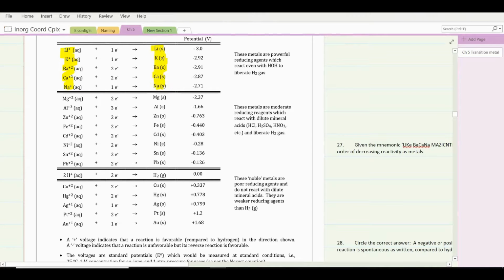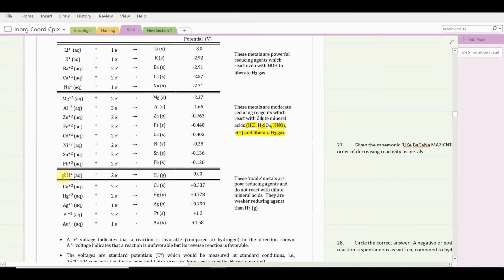Here are the metals, and they have very large negative reduction potentials. That is, it is very difficult to reduce the cation to the metal. In fact, these are such strong reducing agents. When you put these metals in water, they'll actually reduce water to hydrogen gas liberated. The next group, magnesium through lead, Mazicanto. These metals are moderately strong reducing agents. They won't typically react with water, but they will reduce hydrogen ion liberated from dilute mineral acids.